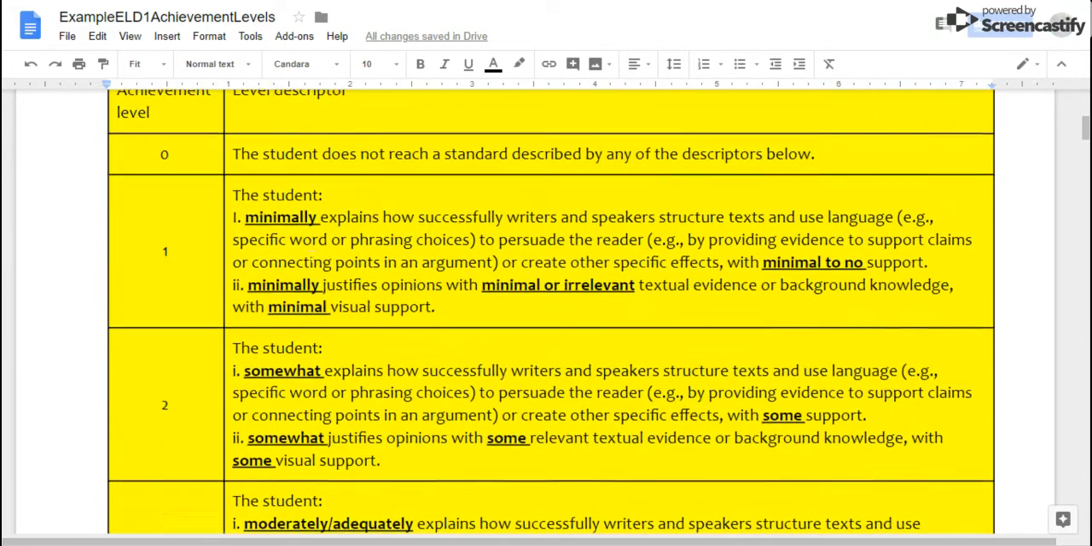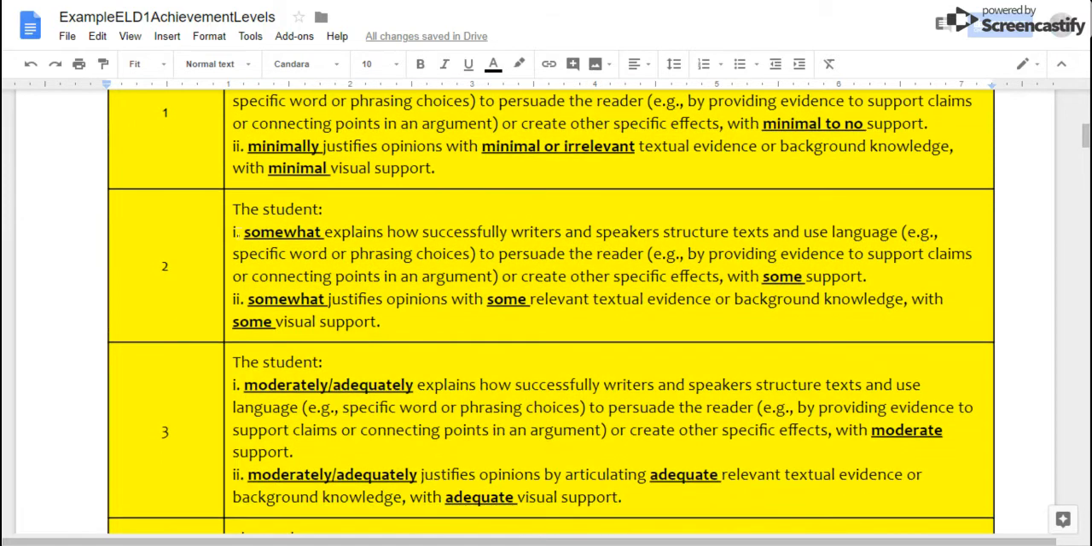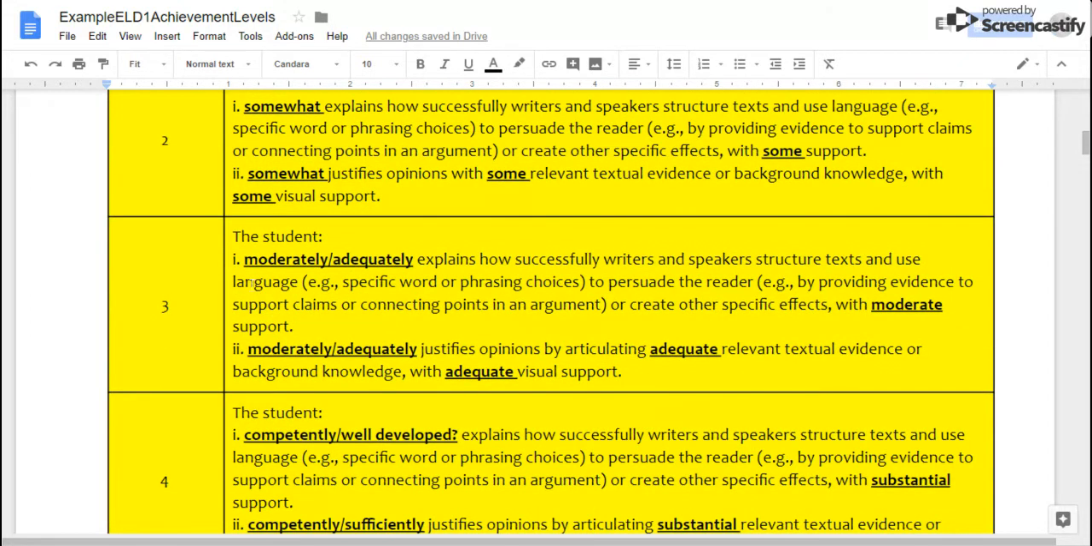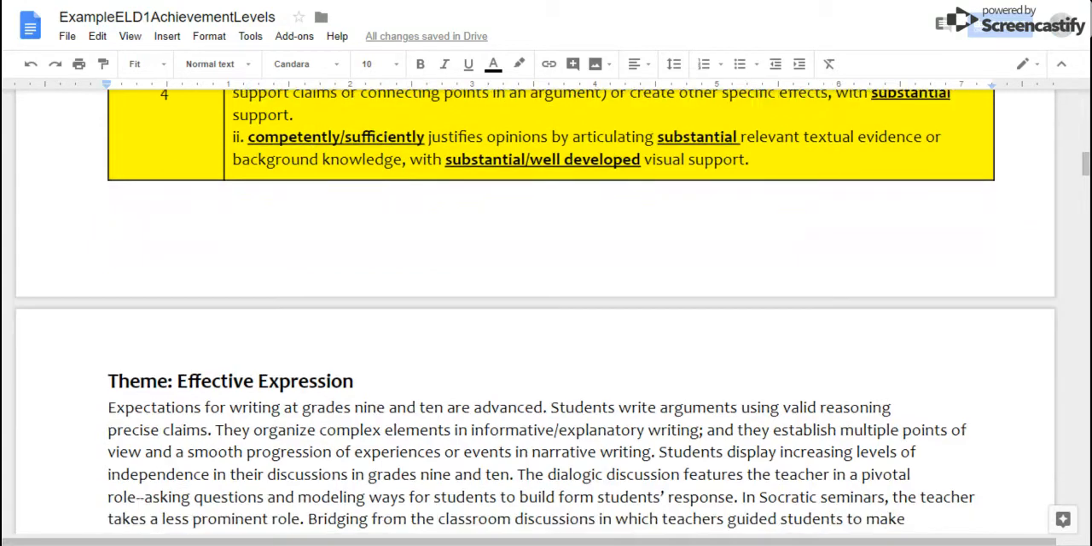So you see standard 1 has minimally, and then standard 2, the second one, also has minimal. For the second level, it's the same standard, but now it has some or somewhat. It's the same 2 standards, but level 3 now gives us adequate or moderately. And then the same 2 standards, but now level 4 is competent or sufficient.